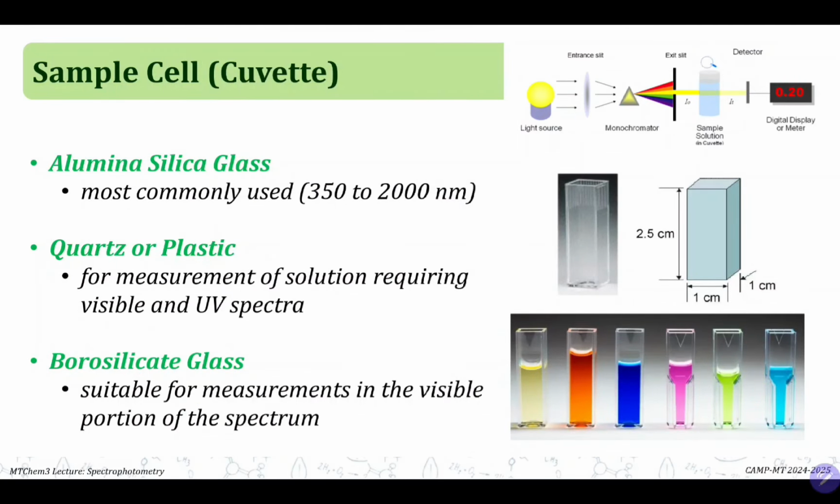Next component is your sample cell or simply your cuvette. This is the container for your solutions in a spectrophotometer. Now, you have different types of cuvettes. It may be made from alumina silica glass, which is commonly used kasi it is able to let light pass through between 350 to 2000 nanometers. It can also be made from quartz or plastic, which is used when you require visible and UV spectra. And it can also be made from borosilicate glass, which is suitable in the visible portion of the spectrum.